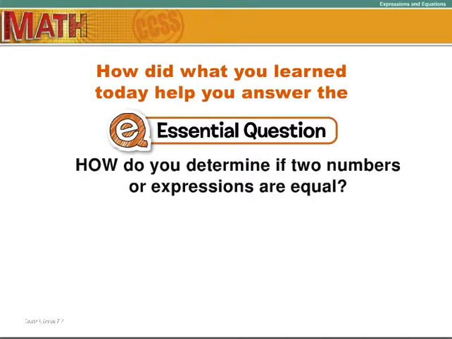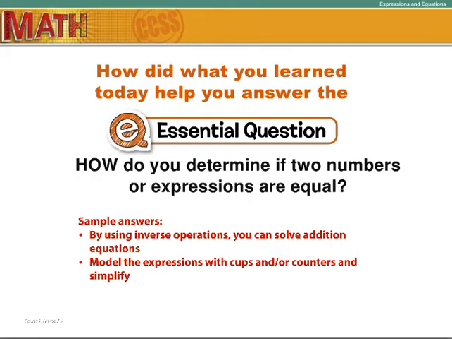So how did what you learned today help you answer the question, how do you determine if two numbers or expressions are equal? By using inverse operations. The subtraction property is an inverse operation. An inverse operation means that you do the opposite. So if you have 131 and you take away 131, you're doing the inverse. You're doing the opposite.